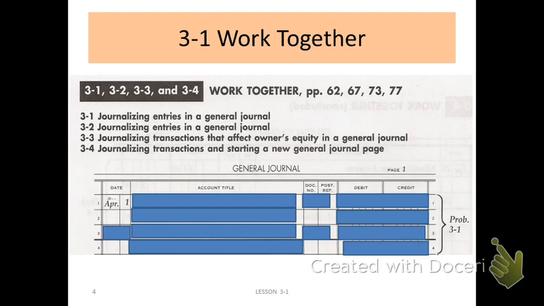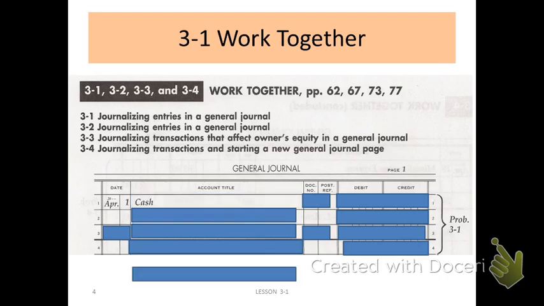Okay, again, the transaction was receive cash from owner as an investment. So if we're receiving cash, cash would be our debit amount since that's an increase to cash, that's a debit. So cash is our account title for the debit amount. And then we have the amount in the debit column. You can see the debit column on the right. That's where we're going to list any amounts of debits.